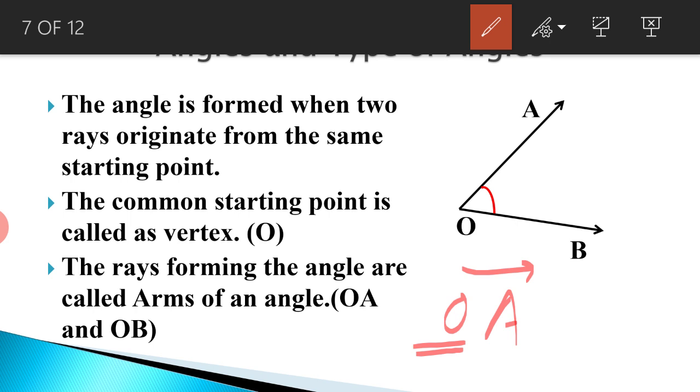So which are the arms here, children? OA and OB. And how will you name the angle? The symbol for angle is angle O, if there is only one angle formed, or you can say angle AOB.